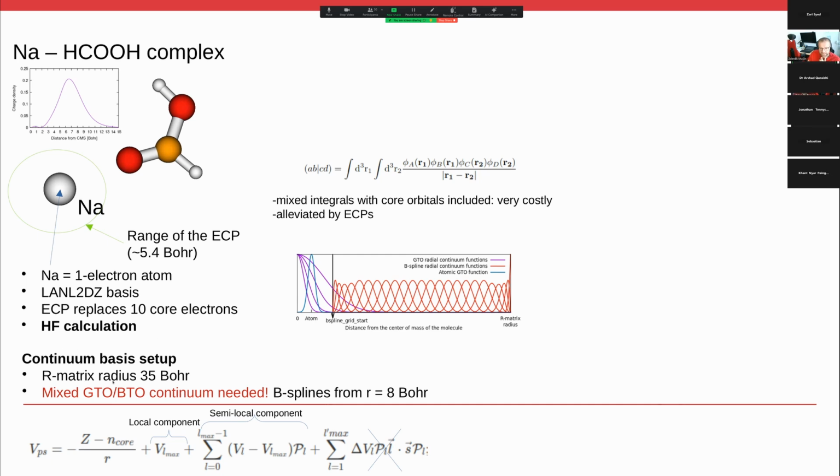And to represent the continuum, we had to use a fairly large R-matrix radius of 35 Bohr, because the electron sitting on the sodium atom is fairly diffuse. So we had to use a mixed continuum basis with B-splines, starting about 8 Bohr away from the center of the molecule. To actually do the calculation, the ECPs were completely indispensable, because without them we would have to include all the sodium electrons, and that would turn out to be too costly in this mixed continuum basis setup. With ECPs, we are only adding one additional electron, so the number of two-electron integrals is reduced to the minimum required to describe the process I was talking about.